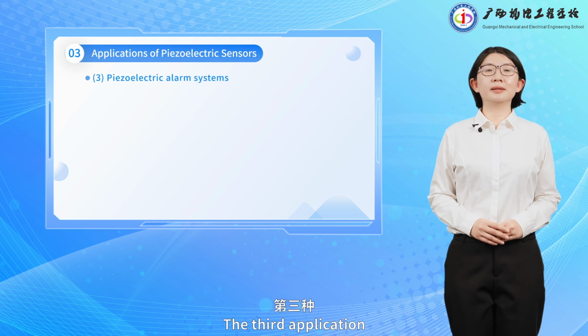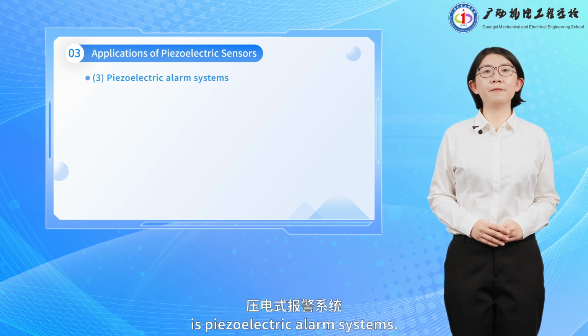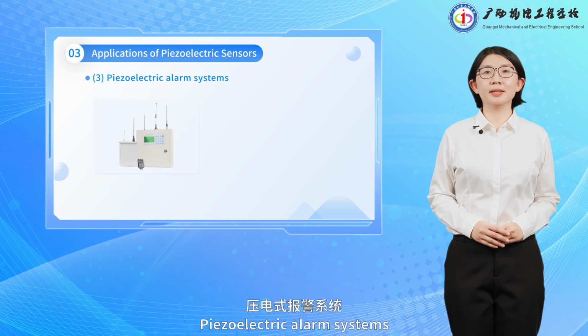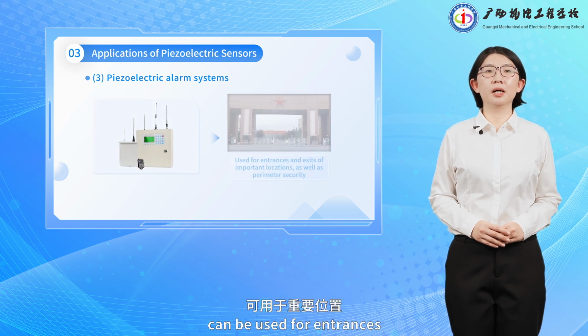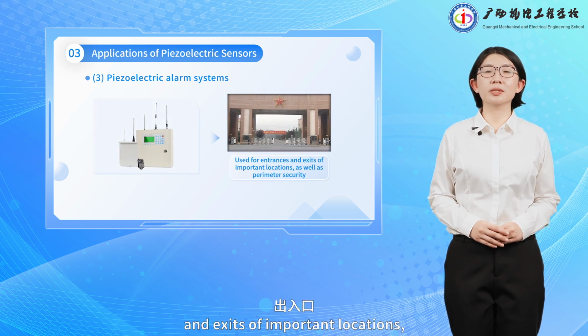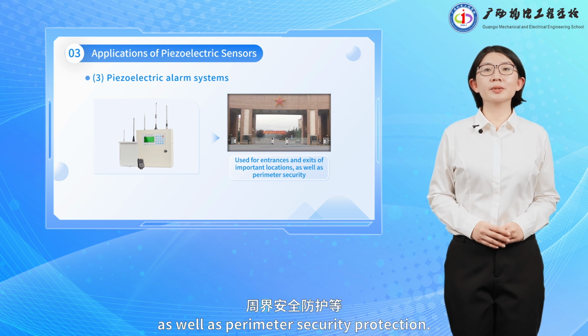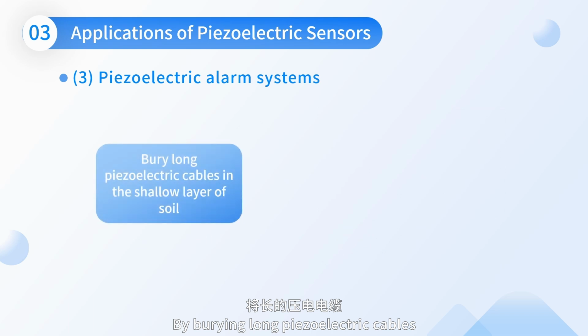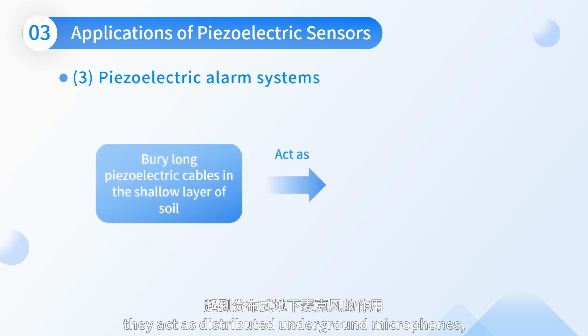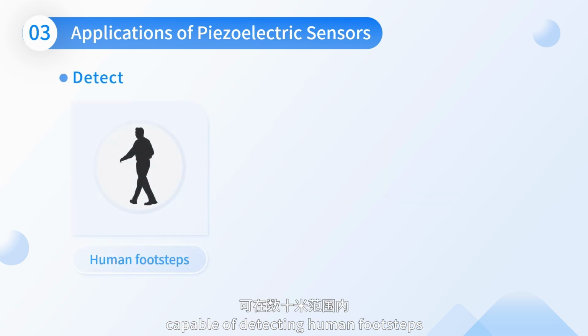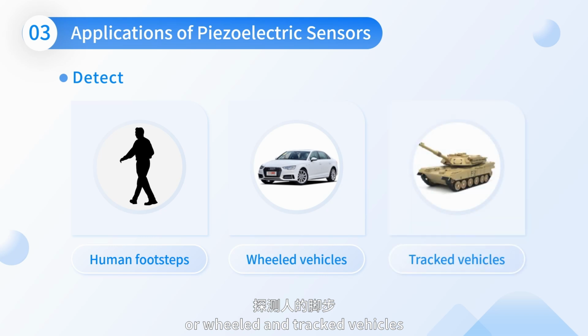The third application is piezoelectric alarm systems. Piezoelectric alarm systems can be used for entrances and exits of important locations, as well as perimeter security protection. By burying long piezoelectric cables in the shallow layer of soil, they act as distributed underground microphones, capable of detecting human footsteps or wheeled and tracked vehicles within a range of tens of meters.